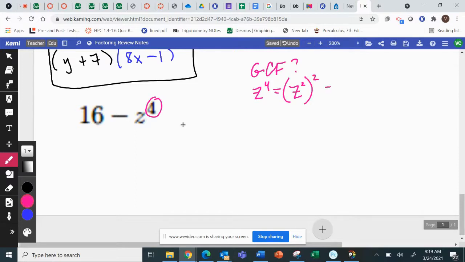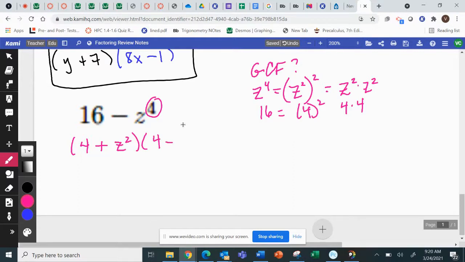So it is z squared multiplied by itself. So that is a perfect square. 16 is 4 times 4, or 4 squared. So 16 is also a perfect square. So we're using our difference of squares. And I'm going to have 4 plus z squared, multiplied by 4 minus z squared. So I factor it down into conjugates. 1 is plus, 1 is minus.